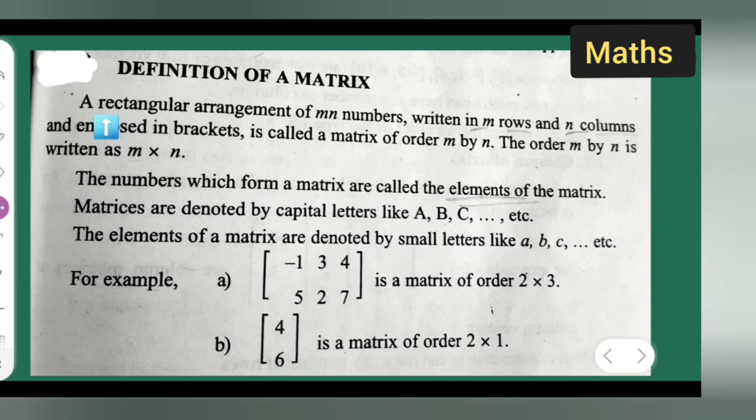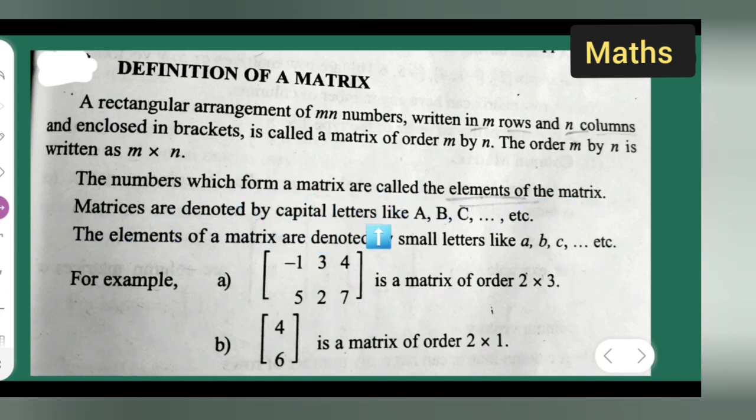Take down the question and answer. What is a matrix? A rectangular arrangement of mn numbers written in m rows and n columns and enclosed in brackets is called a matrix of order m by n. The order m by n is written as m into n. The numbers which form a matrix are called the elements of the matrix.